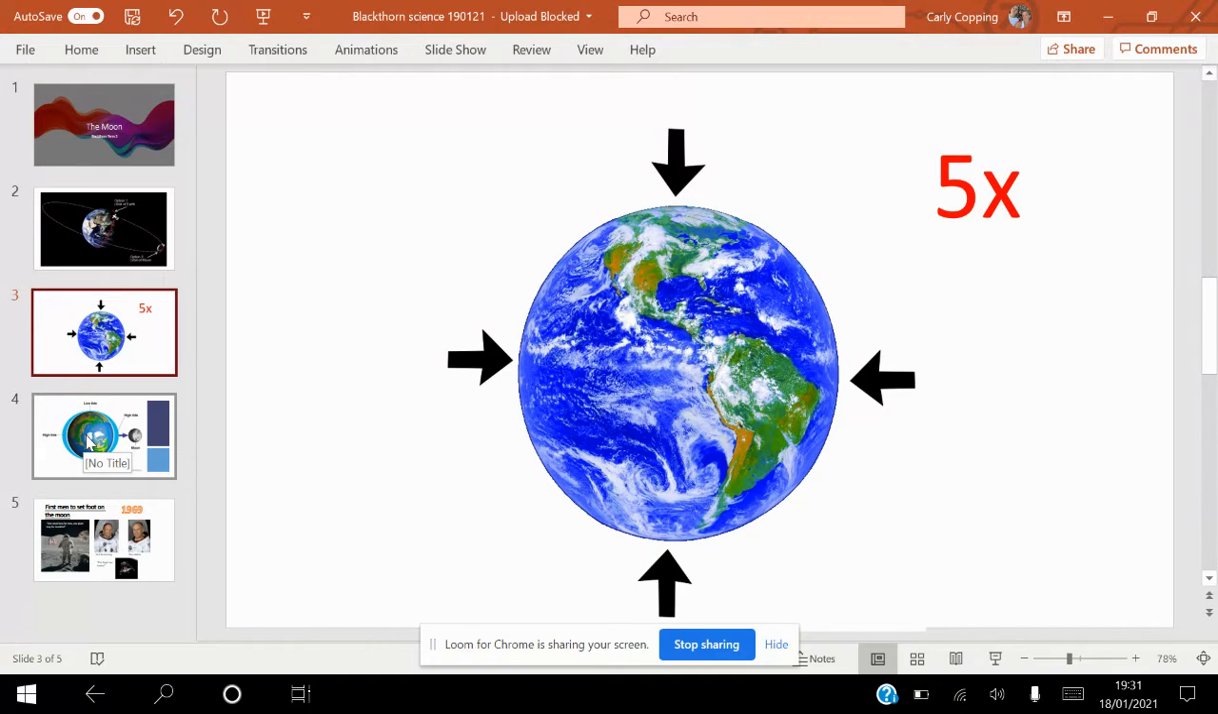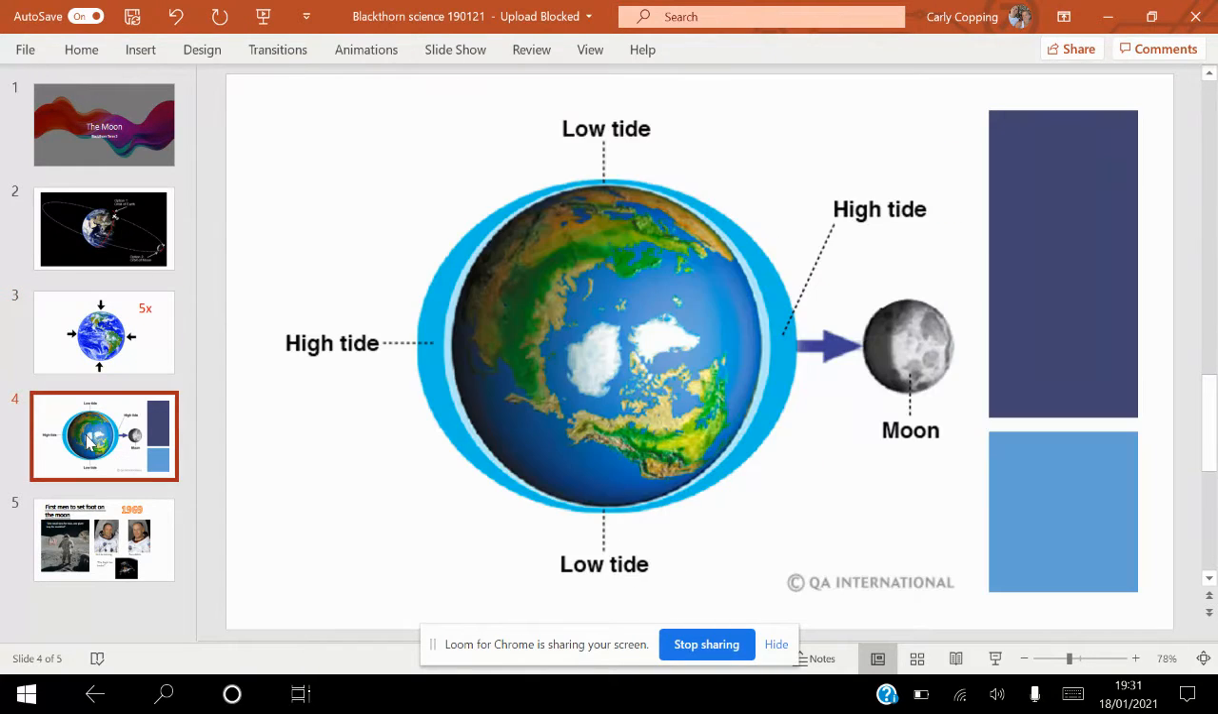Also, there was another fact on that clip about how the moon affects our tides. And by tides, what they mean is high tide and low tide. So when you go to the beach and you see the waves crash up the beach, and the water comes right up the beach, and then slowly fades back out, that's called high tide and low tide. And that is caused by the gravitational pull of the moon.